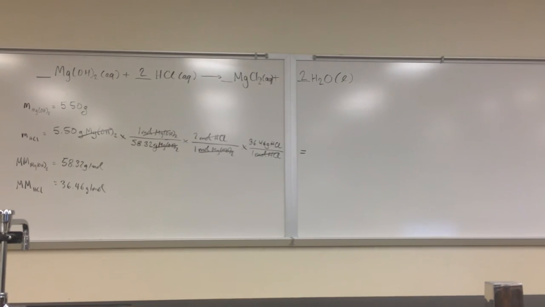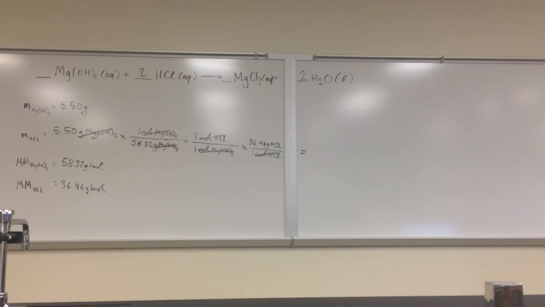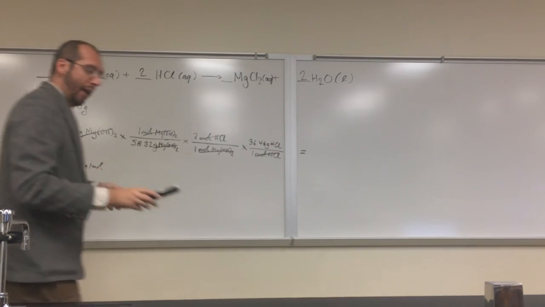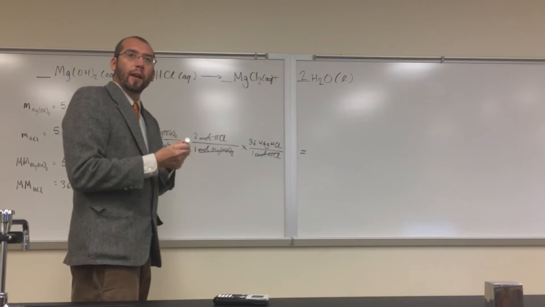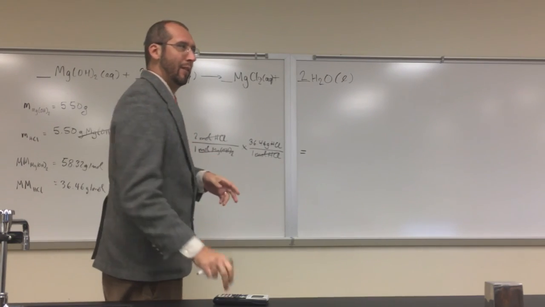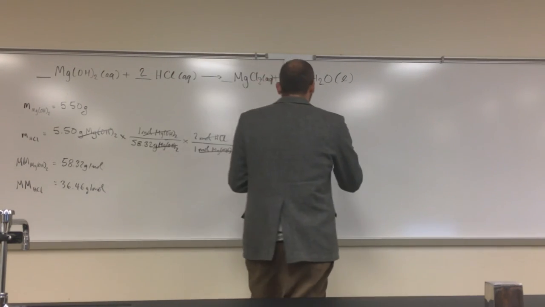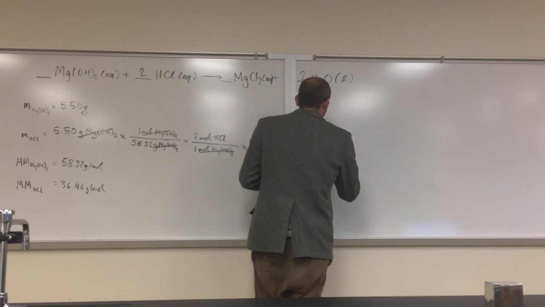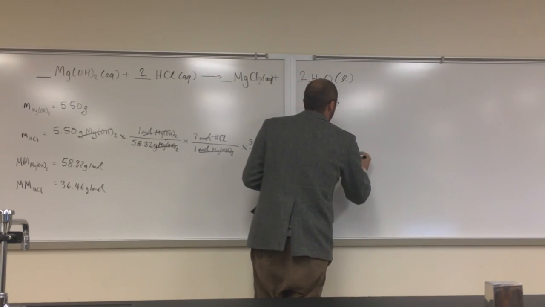So I take 5.50, and I'm going to first divide that by 58.32, and then multiply that number by 2, and then multiply that number by 36.46. And when I calculate it, what do you guys get? 6.88. Yep, 6.88. What? Grams. Grams of HCl.